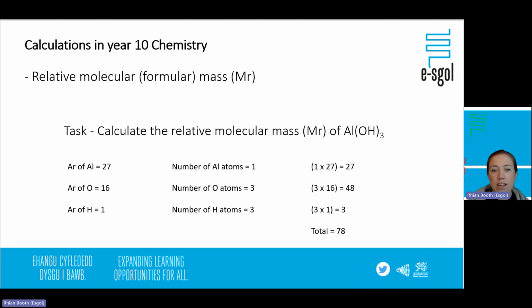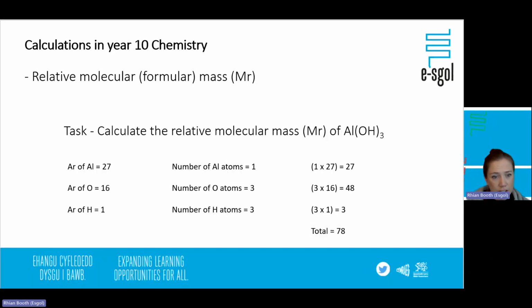Okay, let's have a look. So broken down for you here, we have the Ar of aluminium is 27, and there's only one of those atoms. So 1 times 27 is 27. The Ar of oxygen is 16. And because we're multiplying by the number outside the brackets, there are 3 oxygen atoms. 3 times 16 is 48.